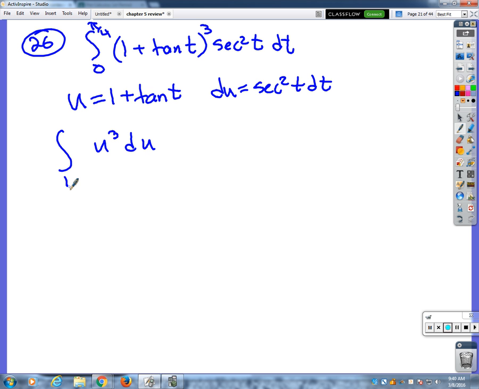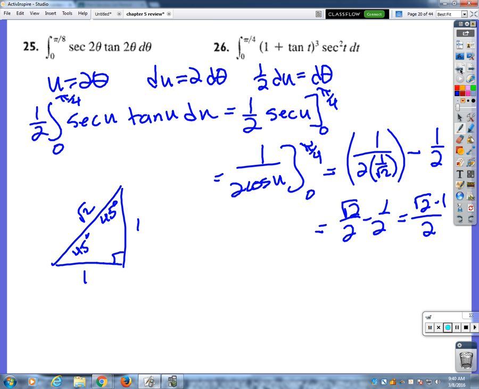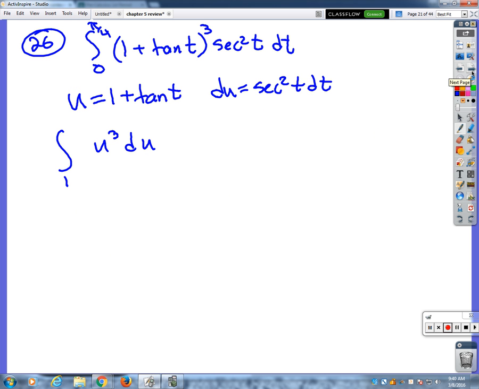Tangent of pi over 4 should be fairly easy because we just figured out that pi over 4 was 45 degrees, which makes it a 45, 45, 90. And tangent is opposite over adjacent, so 1 over 1 is just 1. And then plus 1 is 2. So this disgustingly gross problem becomes this very simple one.